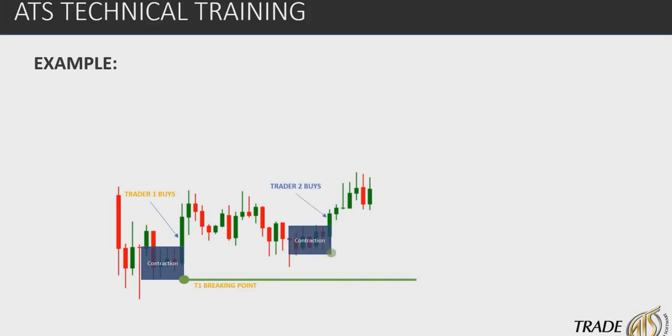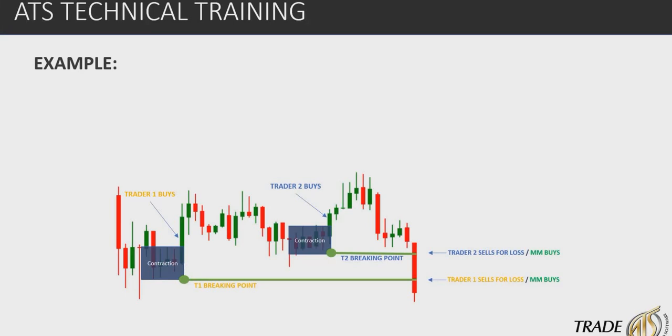Now there's another contraction phase here and another breakout to the long side. So we're going to say trader 2 now buys here. So we've got traders getting heavy on the long side because they're seeing the price crawl up. Now, the market comes down and tests those breaking points. Those traders now are out of the money. They feel uncomfortable. Trader 1 and trader 2 sell for a loss because it's below where they got in.